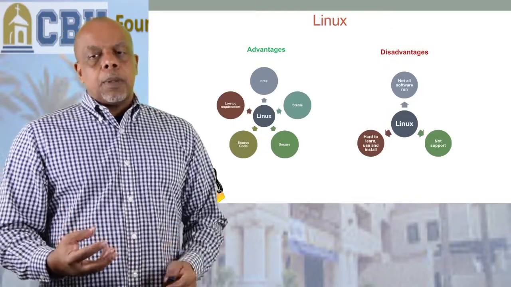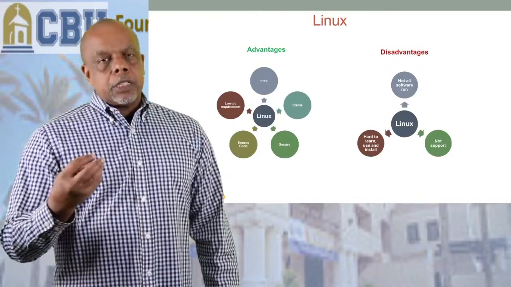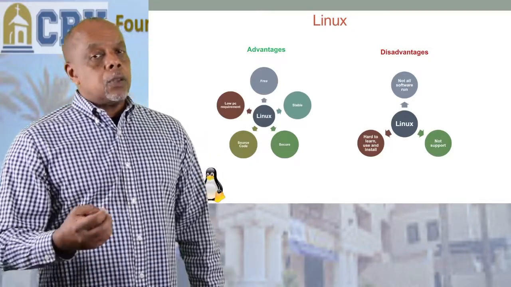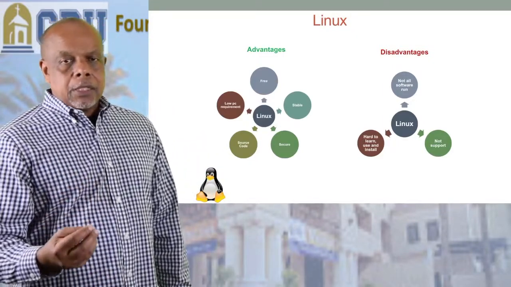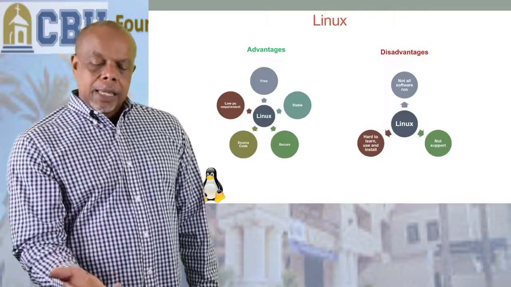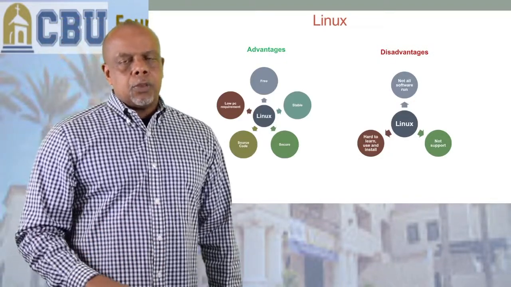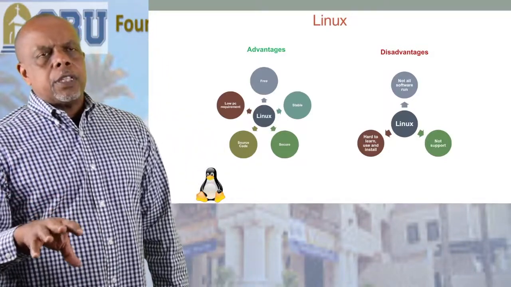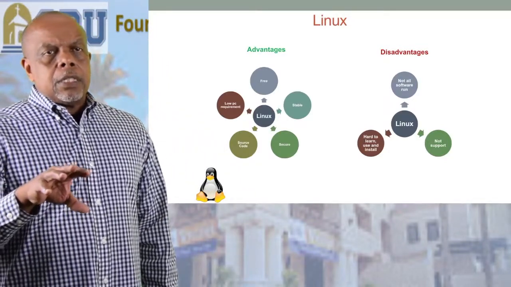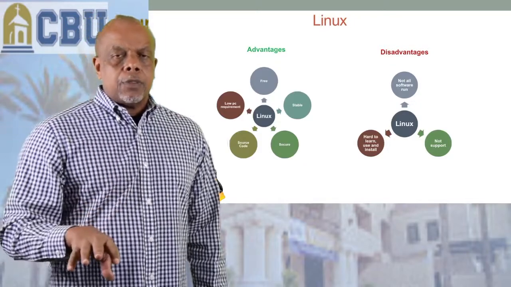Low power requirements. You can get some very lightweight distributions of Linux that will run on very small things like, I don't know if you've heard of this thing called a Raspberry Pi. It's a handheld-sized computer that runs on a Linux core and distribution, Raspbian. And it is very good. Security, yes, it is very secure.